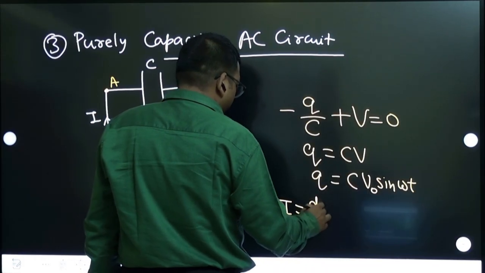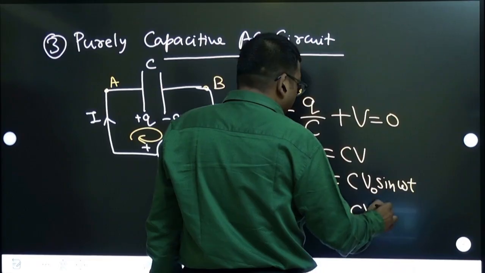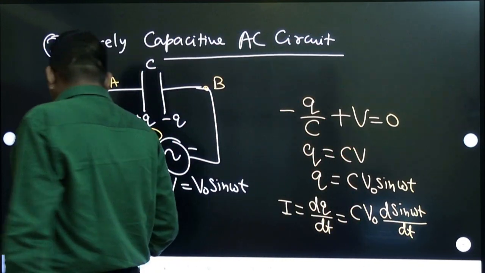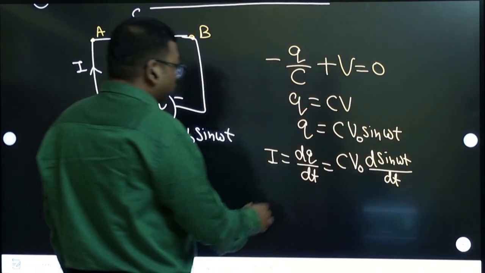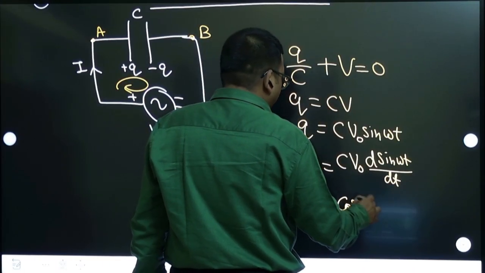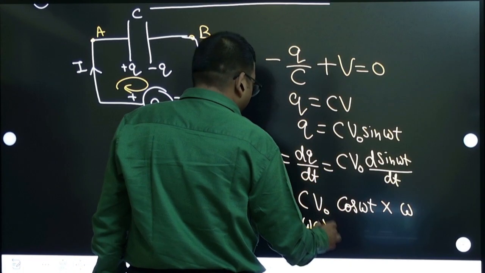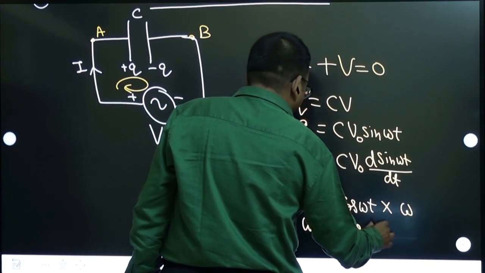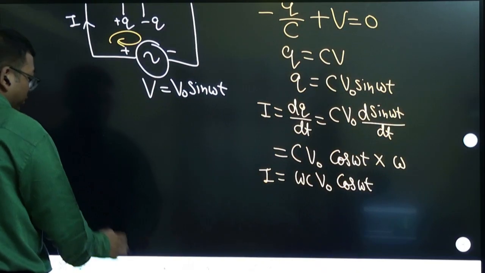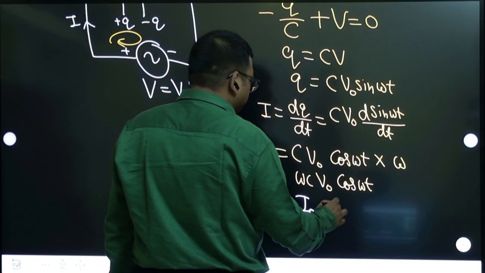Now you calculate current. Current I is equal to dq by dt. Differentiate. So C V naught comes out, differentiation of sine omega t with respect to t. Differentiation of sine will become cos, and internal differentiation will give omega. So omega C V naught into cos omega t. That is the current. Once you got current, you write this as I naught cos omega t, right?